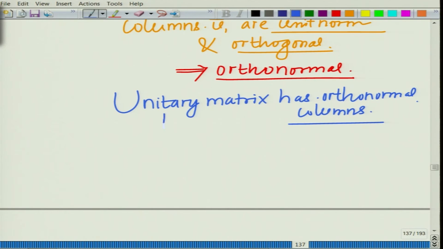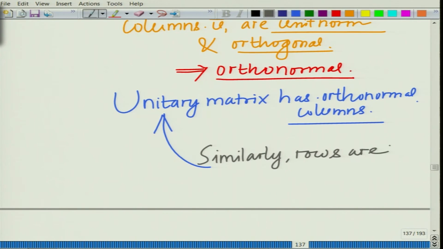Similarly, you can show, it's not very difficult to say, that the rows are also orthonormal, that is, the rows of the unitary matrix also have unit norm, and they are orthogonal to each other.